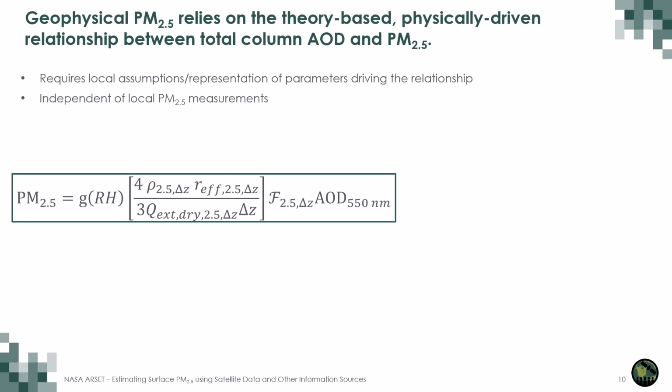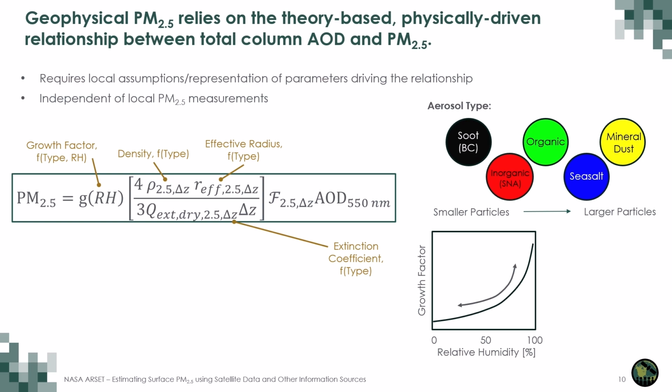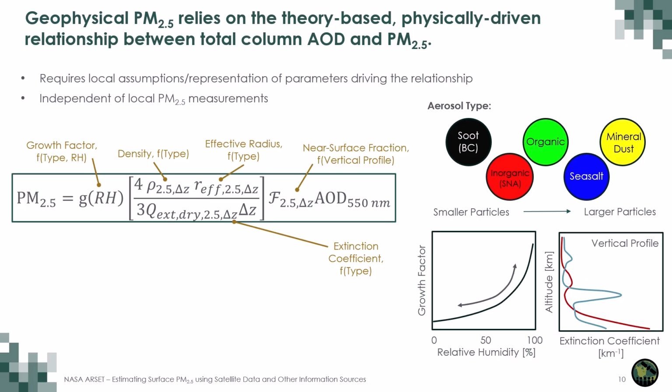This equation, shown again here, forms the basis of the geophysical method to estimate PM2.5 from AOD. It is theory-based, physically driven, and completely independent of ground-based PM2.5 observations. The challenge, however, is that it requires some assumptions or knowledge about the aerosols that are producing the retrieved AOD. This includes information about aerosol type, which impacts the density, effective radius, and extinction coefficient. It also needs an understanding as to how those aerosols respond to changes in relative humidity. And lastly, it requires some knowledge about the vertical profile, that is, how much of the local aerosol are located near the surface, or again, within that delta Z height.